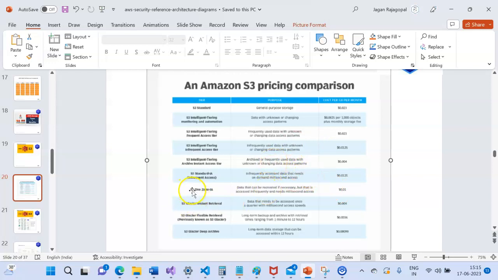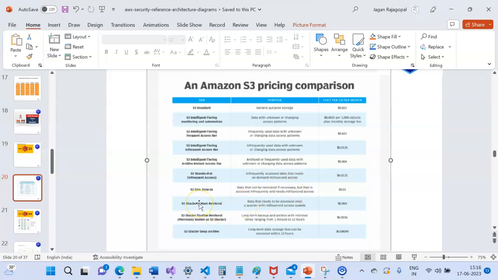And if you see S3 One Zone-IA, it will be stored in only one availability zone, but you should make sure that if that zone goes down, then it is your problem. So if your data is archive or something like that, you can go for One Zone.